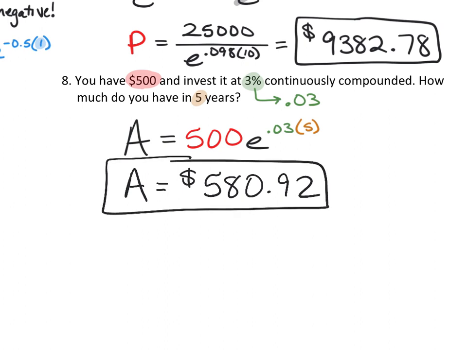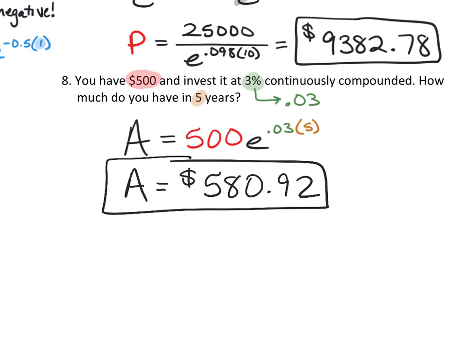That's probably more realistic for how a bank would pay you, because 3% is still really high. It's higher than banks probably give you, but this is a more reasonable amount of money.